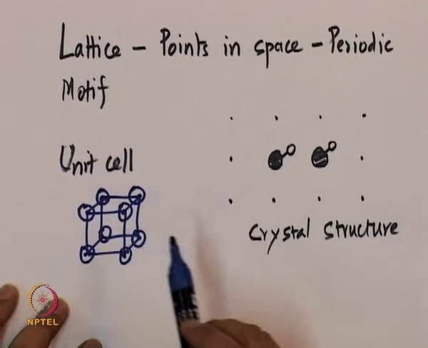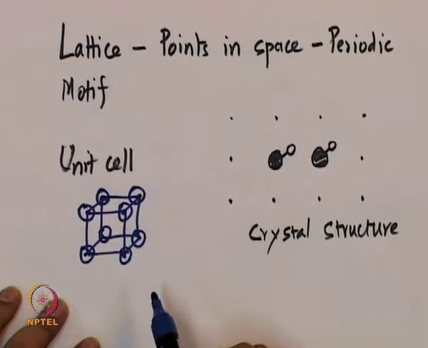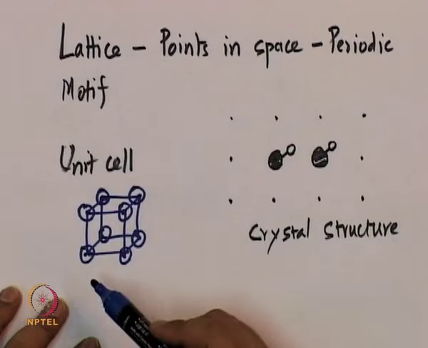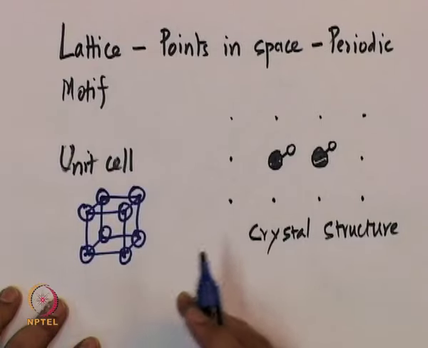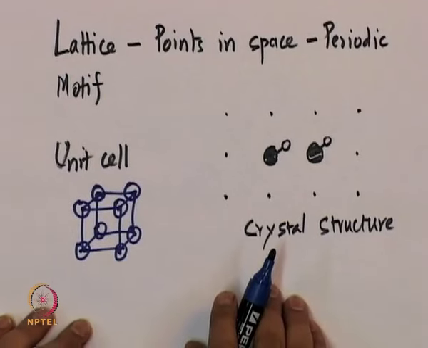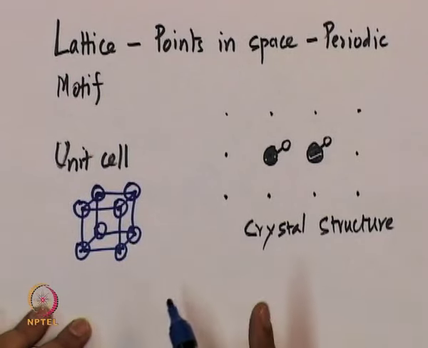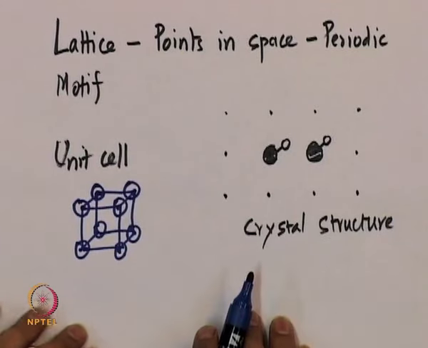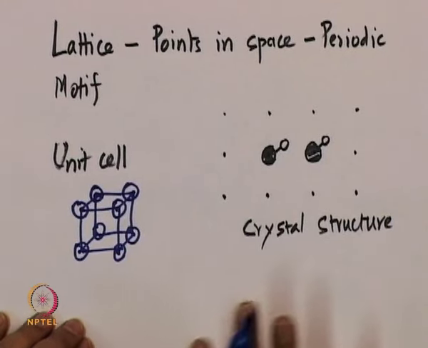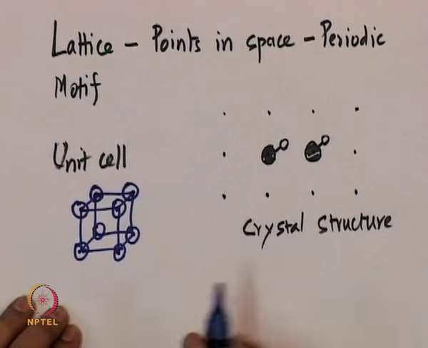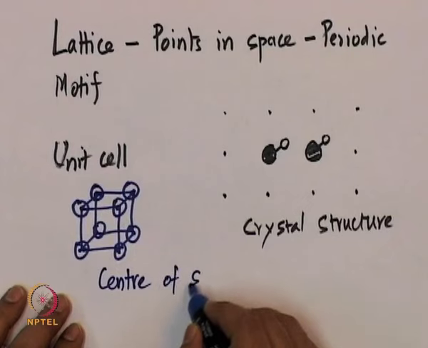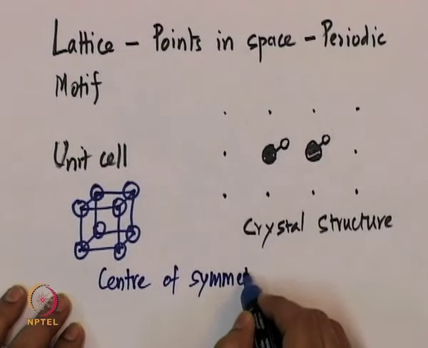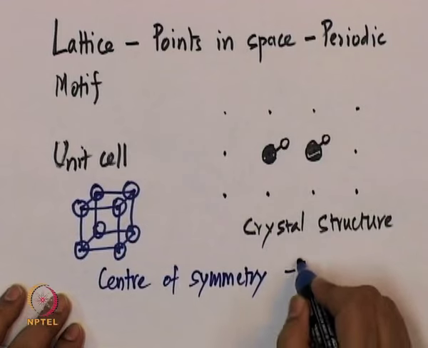Now, like we did in the case of the equilateral triangle, you can take a shape like this and define certain symmetry operations. Those basically form the symmetry elements. What are the symmetry elements? There are many, but we are going to define what is known as the point group. So, there are certain symmetry elements that we will discuss. One is known as center of symmetry, or it is also known as inversion.